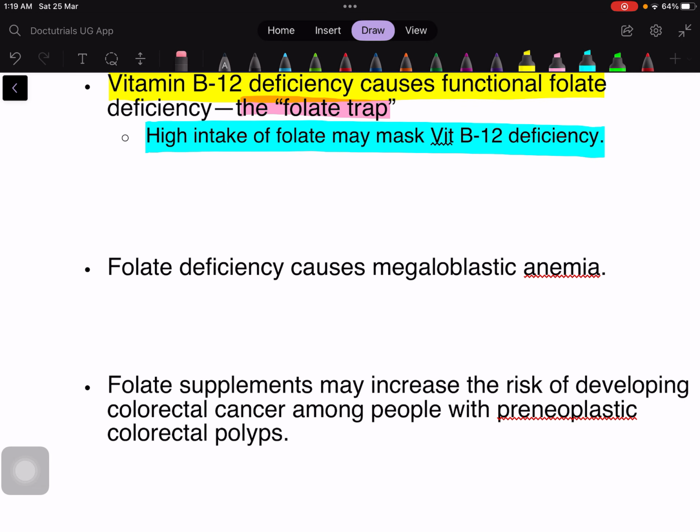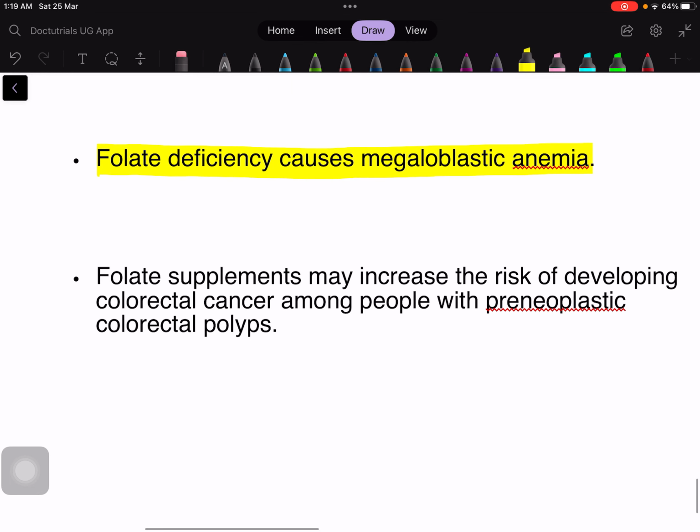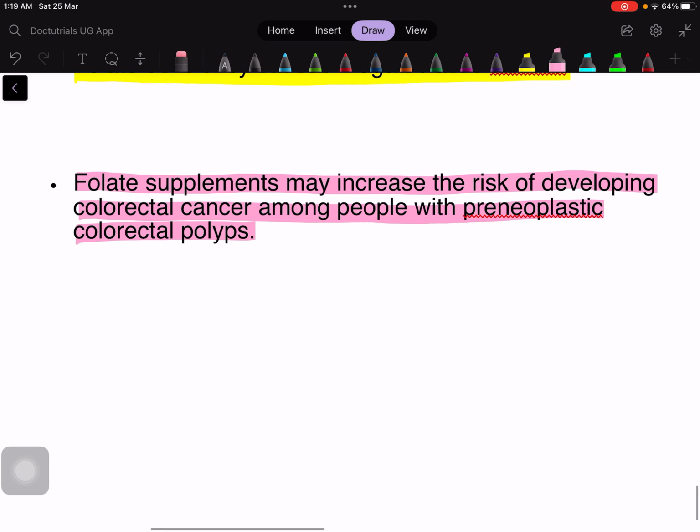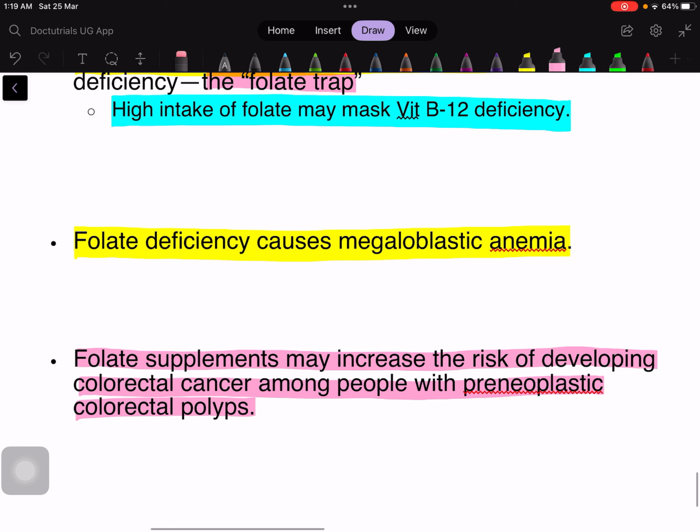We already mentioned that the folate deficiency will cause the megaloblastic anemia, right? And the folate supplements have a small problem. Excess folate supplementation may increase the risk of developing colorectal cancer among people with the pre-neoplastic colorectal polyps. Okay, please keep this point in mind, that folate supplementation has been found to increase the risk of developing colorectal cancer among people with the pre-neoplastic colorectal polyps. So these are the additional points about folate which you have to remember.